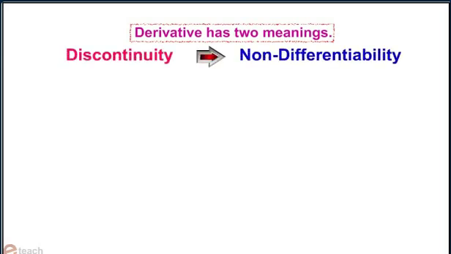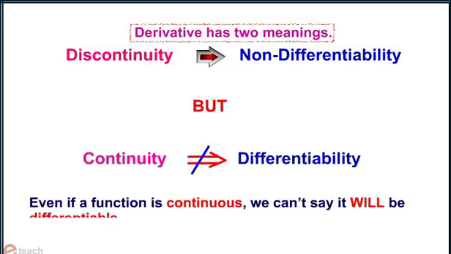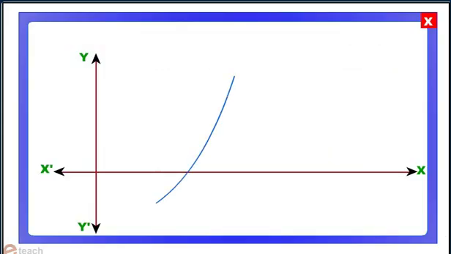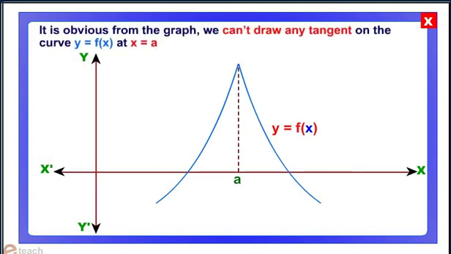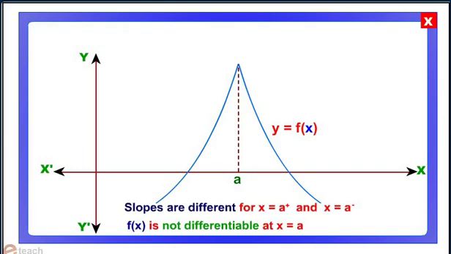Discontinuity implies non-differentiability, but continuity never implies differentiability. Even if a function is continuous, we can't say it will be differentiable. It is obvious from the graph we can't draw any tangent on the curve y equal to f(x) at x equal to a. Slopes are different for x equal to a plus and x equal to a minus. f(x) is not differentiable at x equal to a.